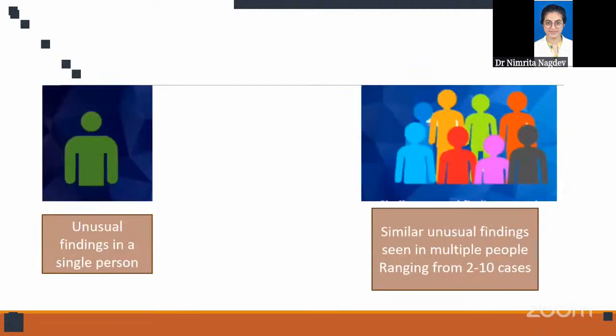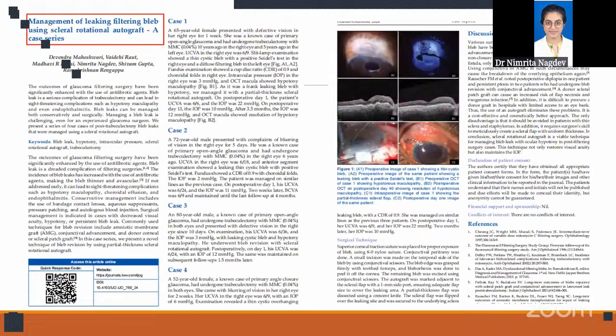Coming to how to write a case series. What is the difference between a case report and a case series? A case report is an unusual finding in a single patient. A case series is a similar unusual finding seen in multiple patients, ranging from 2 to 10 cases. So this was a case series including 4 cases of thin cystic leaking bleb, which was managed by a scleral rotational autograft.